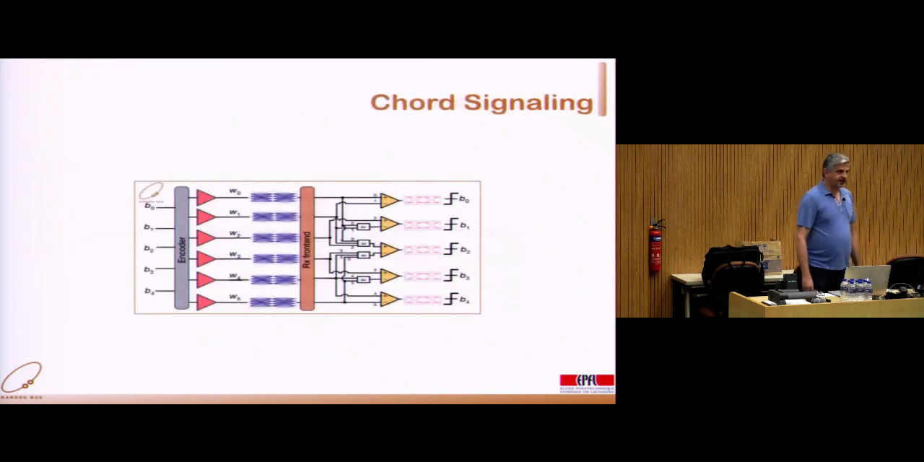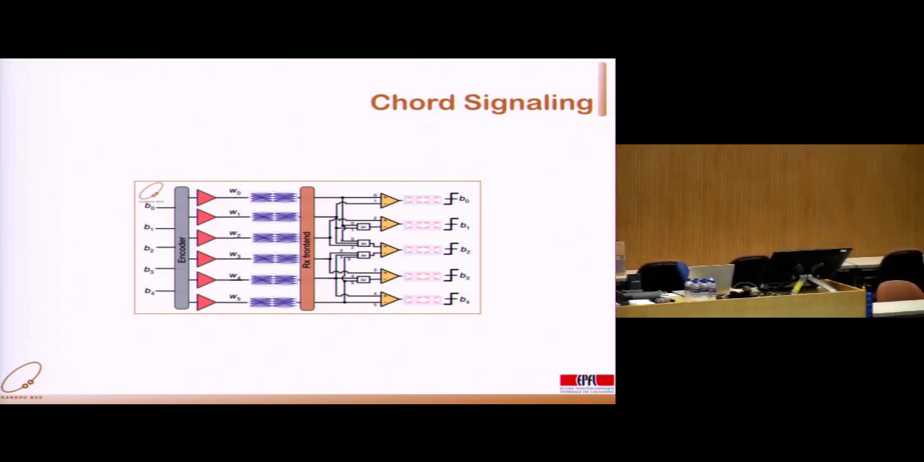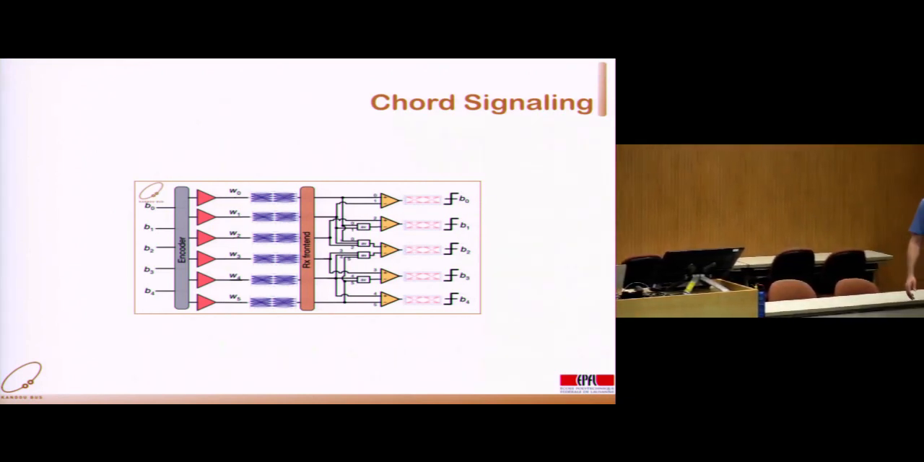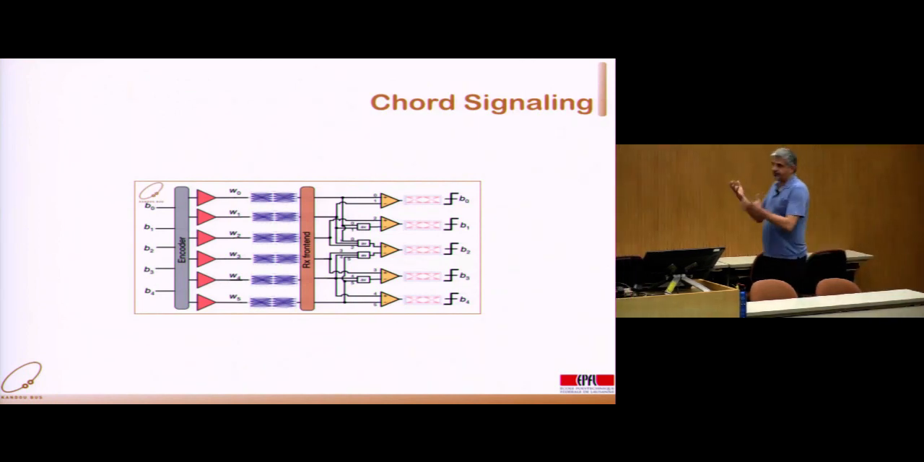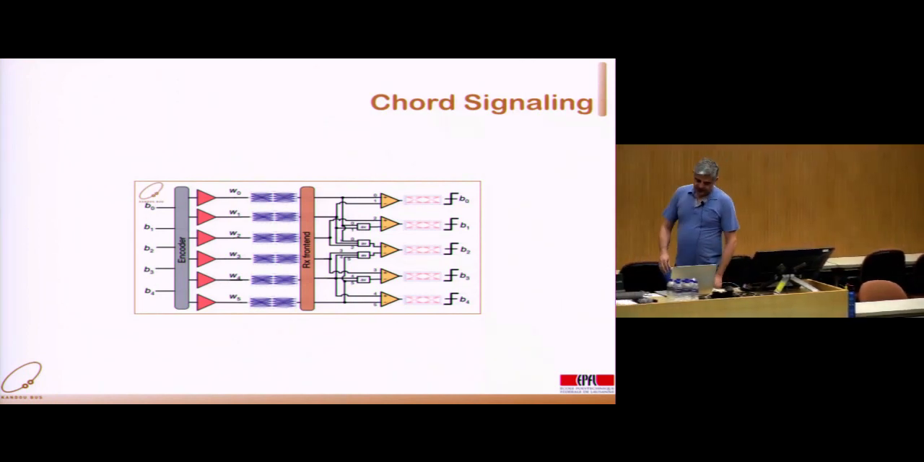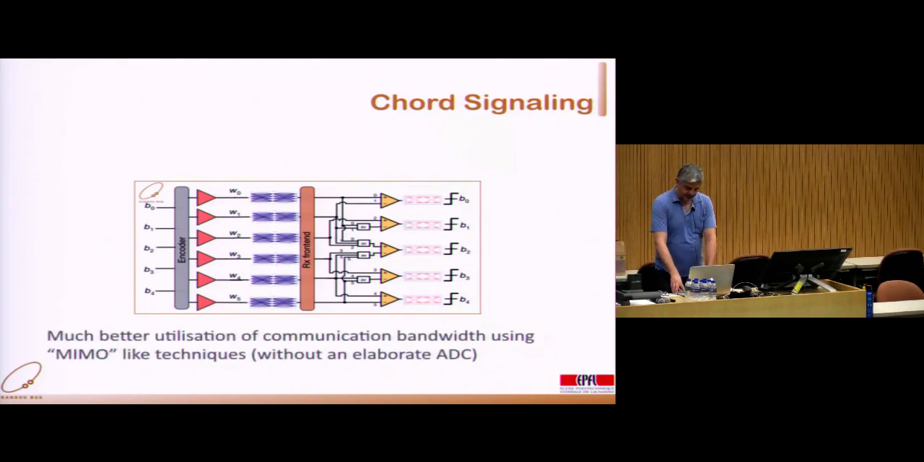And chord signaling is really an analog to digital converter, right? Because the things we get on the wires are analog. At the end, we have digital. So there is some analog to digital conversion going on here. And this is one where we think the trade-off is good enough so that you can get to the kind of things you want.